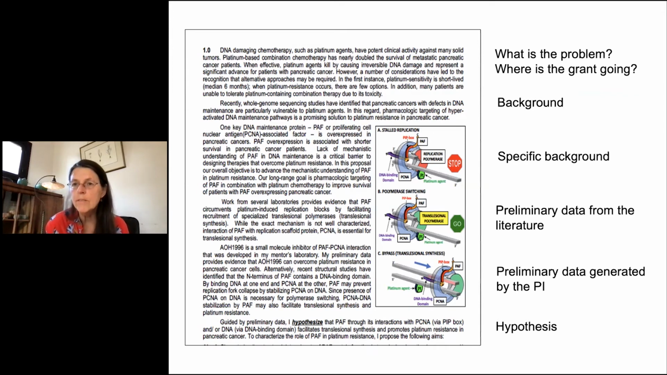Then some specific background from the literature. Then preliminary data from the literature. So this is supporting the premise of your application. And then the preliminary data that you generate. So again, you have the premise being supported both by the published literature and the preliminary data. But don't go into exhaustive detail. And then the hypothesis. So if you're able to break it up like that, it really makes your job of writing the grant a whole lot easier.